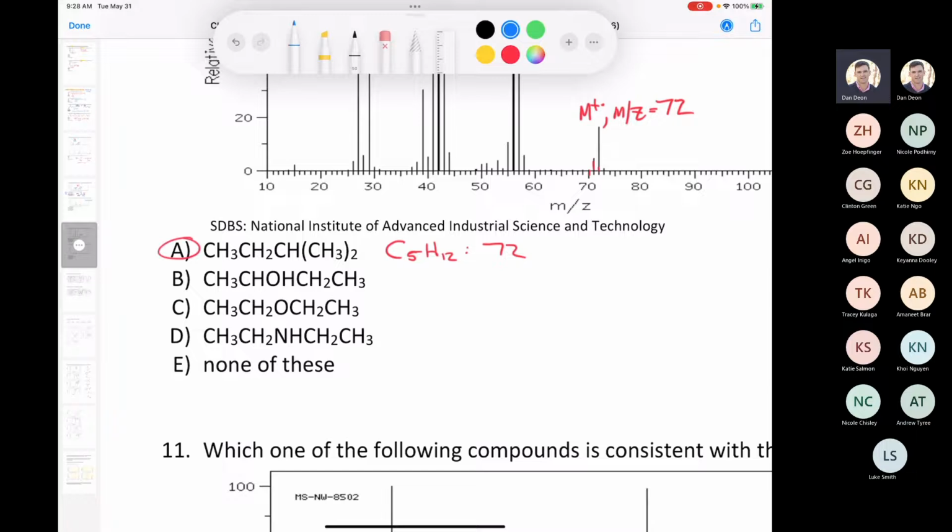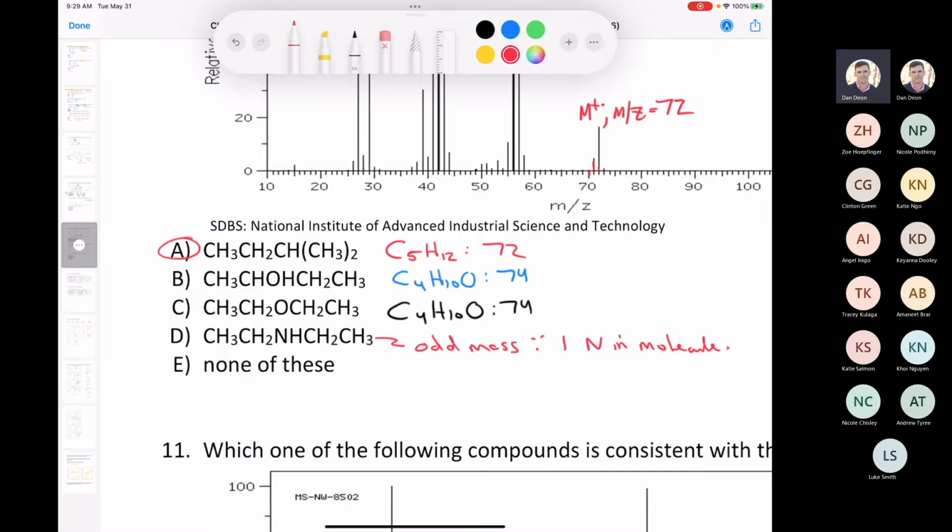If you go to the next one, it's C4H10O. That has a mass of 74, so that's not correct. The next one is C4H10O, which has a mass of 74. So that's not correct. And the last one has an odd mass, since it has one nitrogen in the molecule. And therefore, it cannot be the correct answer either.